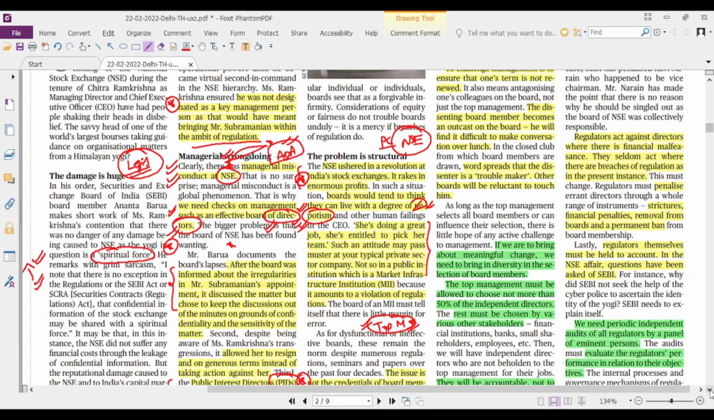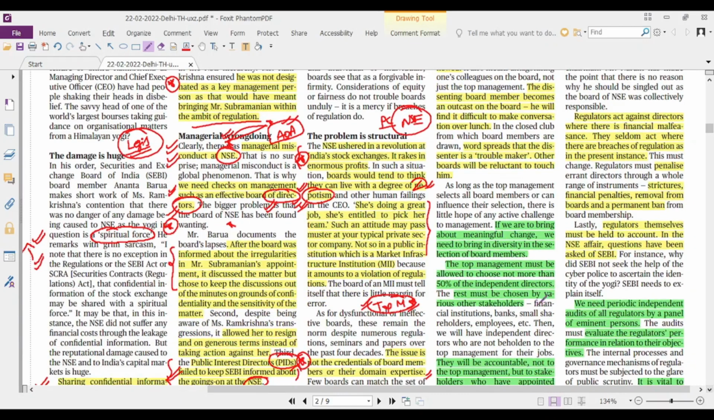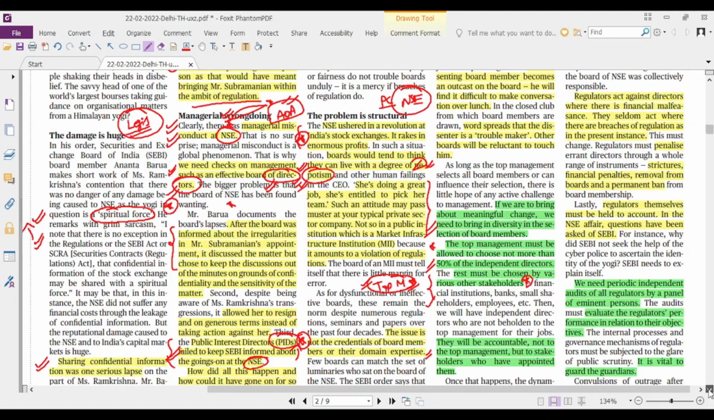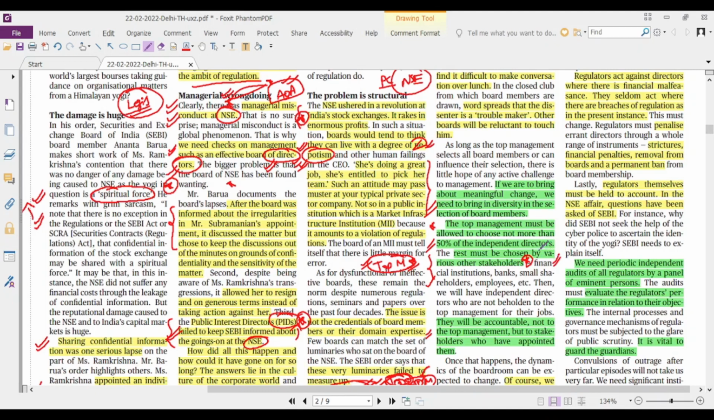So for this we need certain reforms. And what are these reforms? We need to get diversity in the selection of board of directors. The top management should not be allowed to choose more than 50% of the independent directors. If the independent directors are chosen by other stakeholders like financial institutions, banks, small shareholders, the independent director would be responsible to protect the interest of those people who appointed them, that is the other stakeholders. In such times, those independent directors would take up issues even which are not that beneficial to the top management, because they are appointed by different stakeholders.